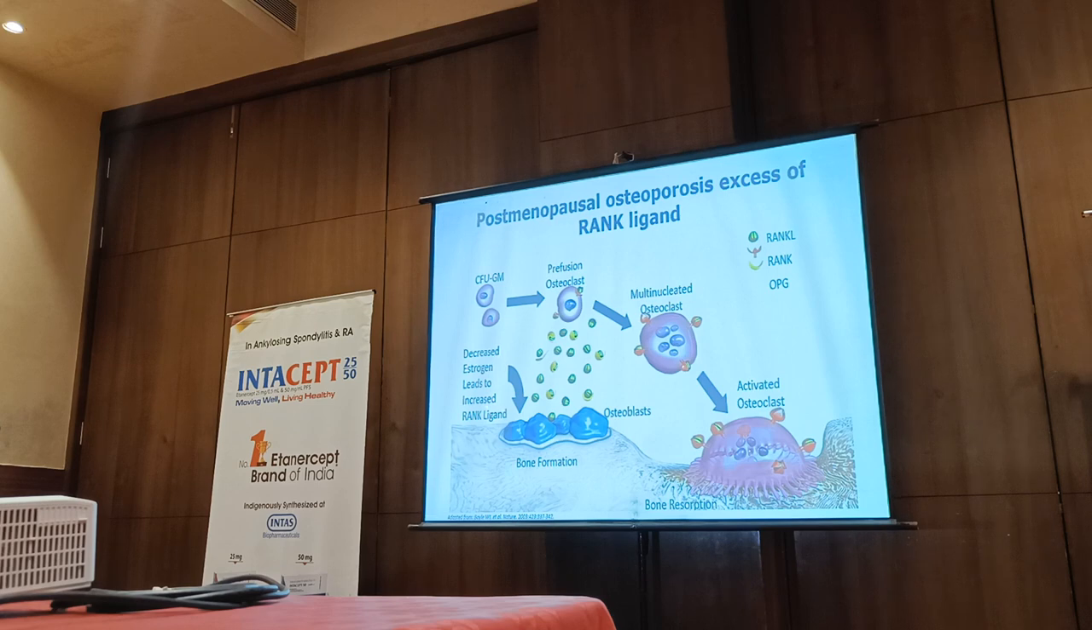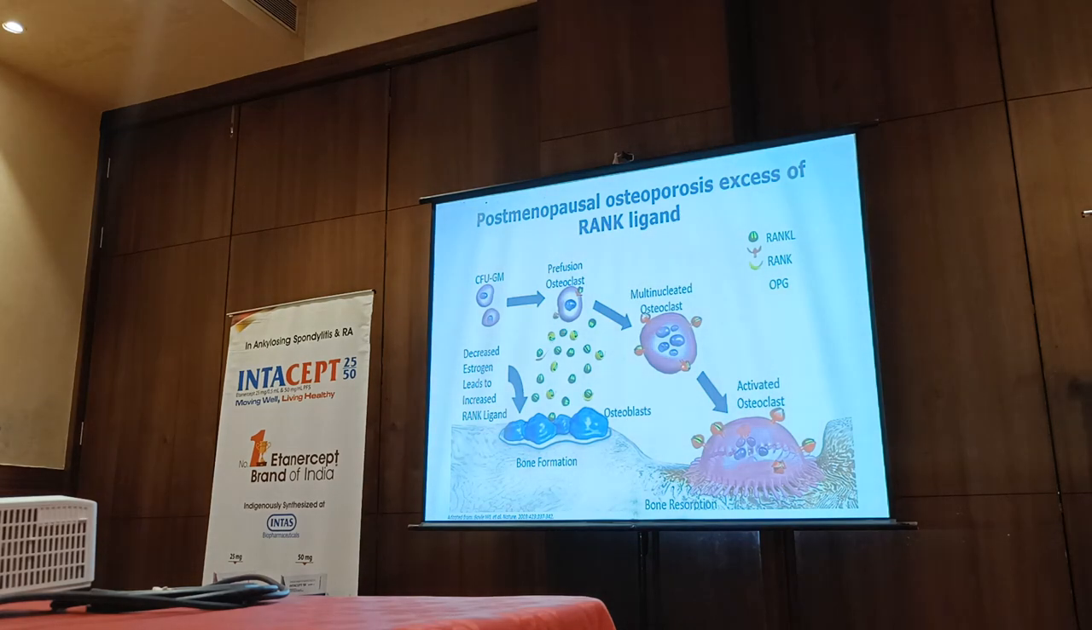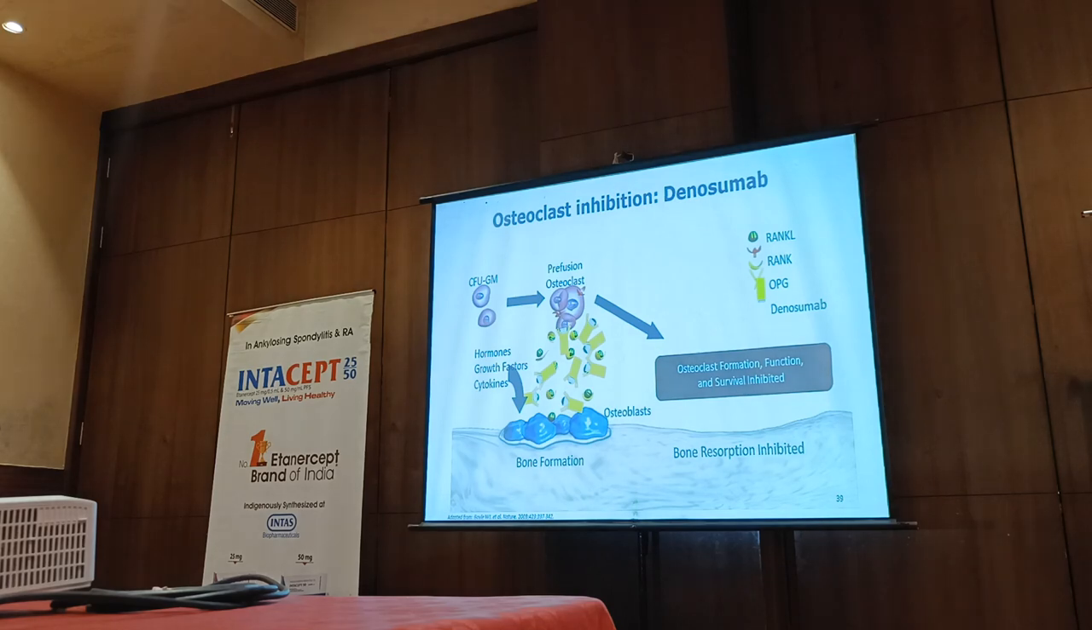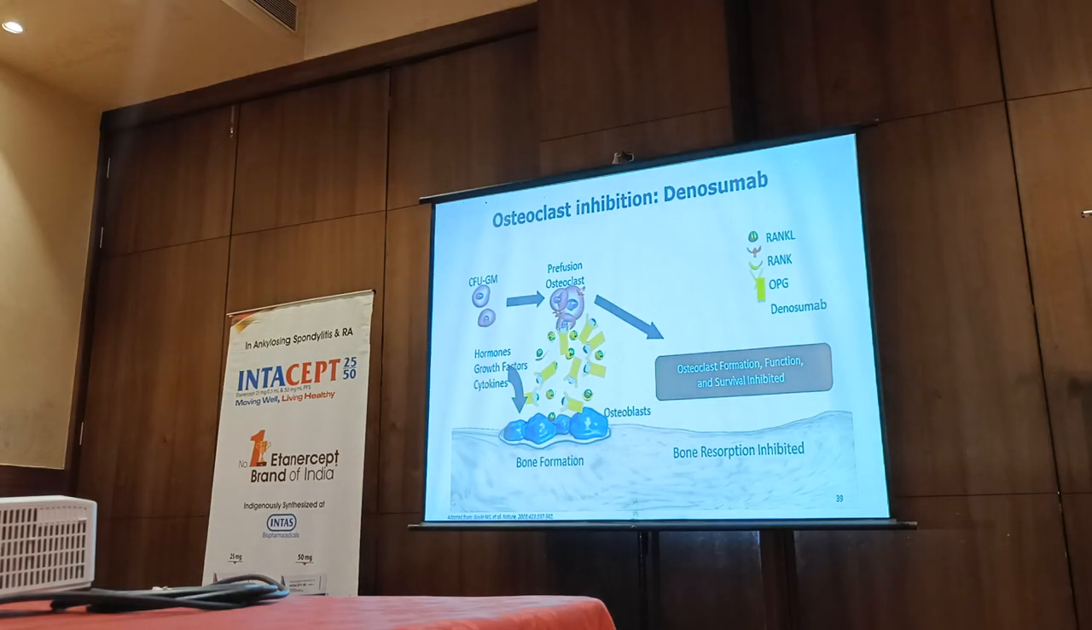So by inhibiting RANK, denosumab prevents osteoclastic activity, and at the same time bone resorption. This is the inhibition: osteoclast formation, function and survival are all inhibited by the RANK ligand inhibitor, that is denosumab. Osteoclast formation, function as well as survival.